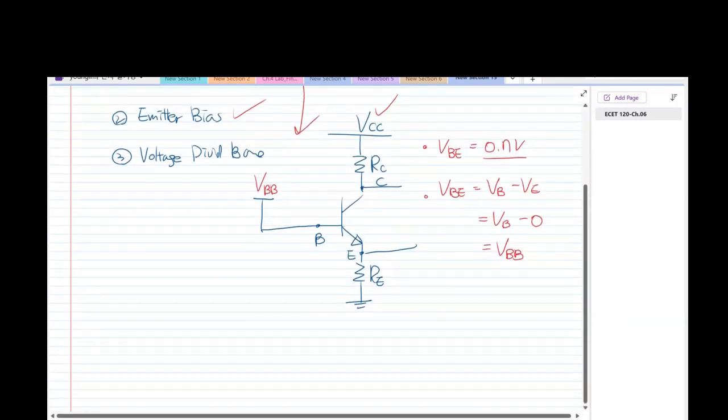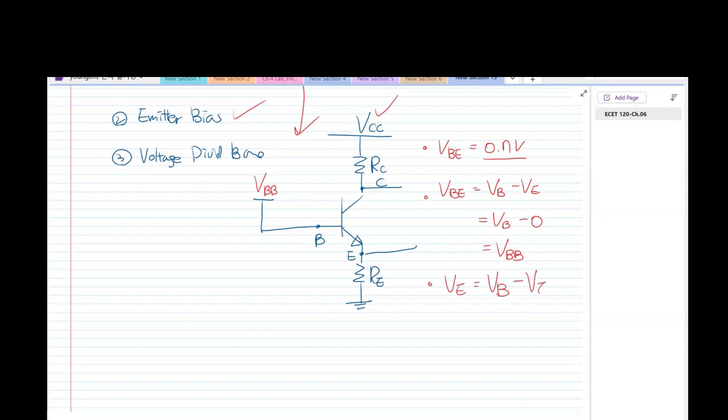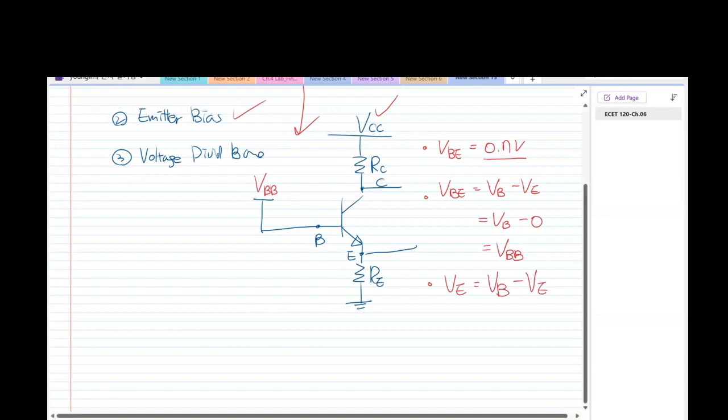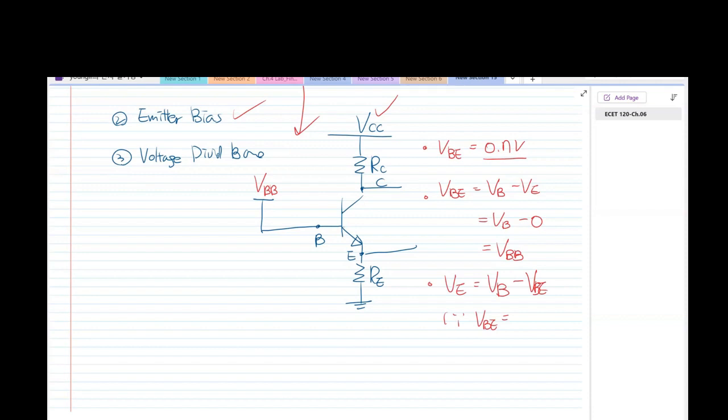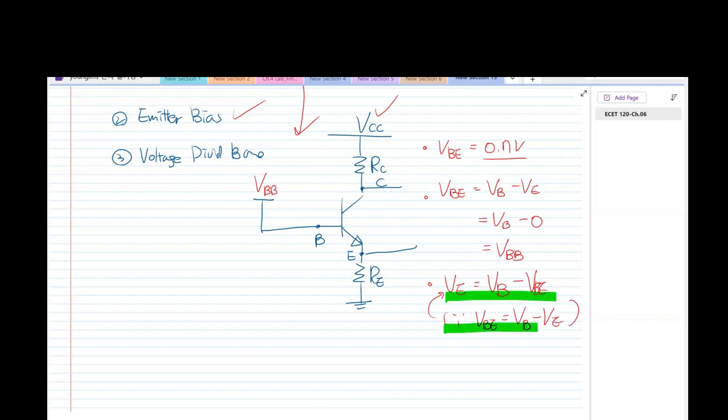Also V sub E is equal to V sub B minus V sub BE. Because V sub BE, the voltage, is the potential difference between two points, the B, the base, and E, the emitter side. So V sub B minus V sub E. This is why we can explain this one here.